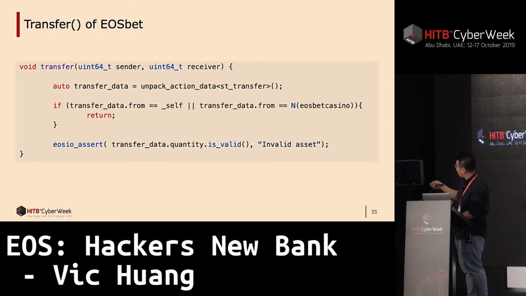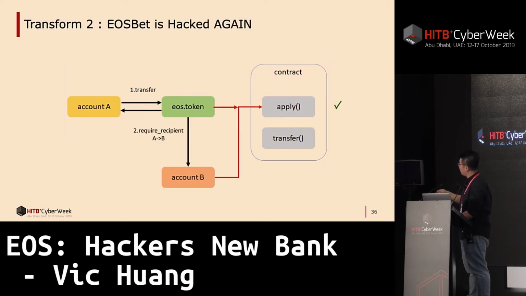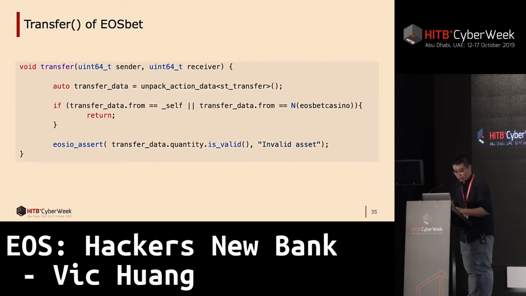And then another problem pops up when we look at the transfer function. As we know, the transfer data being from self is reasonable because the data is passed by the apply function. So how can we exploit it?